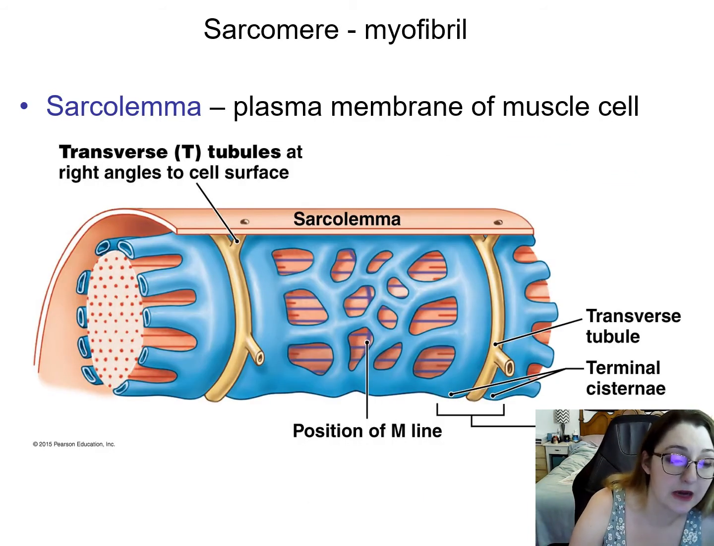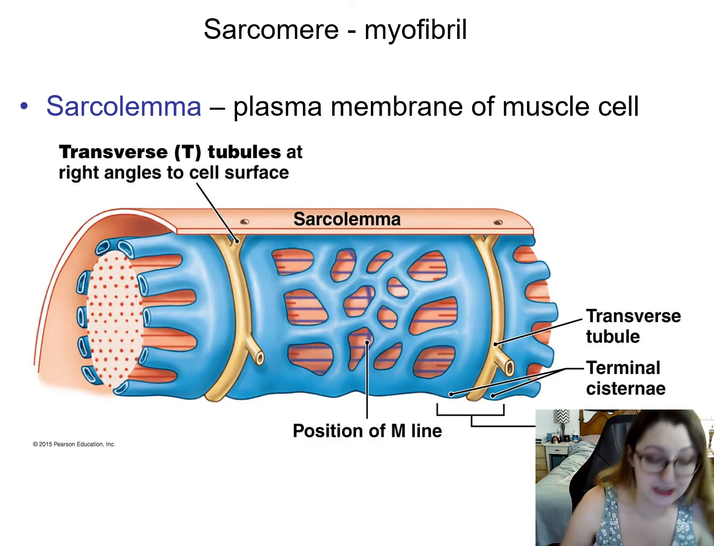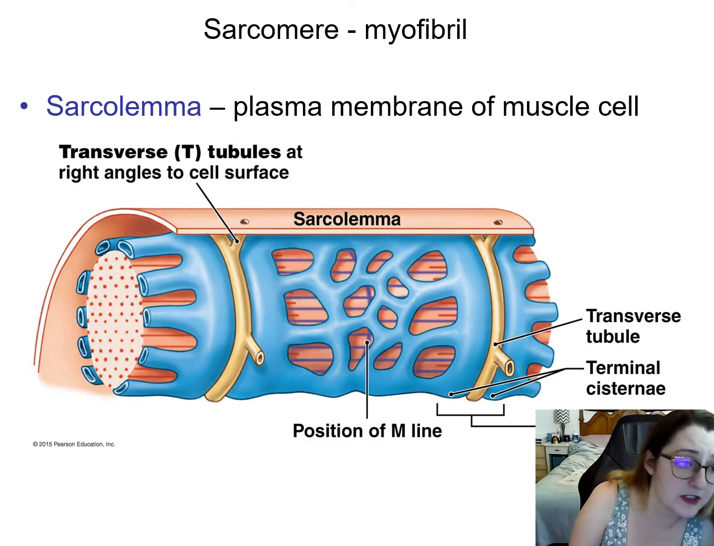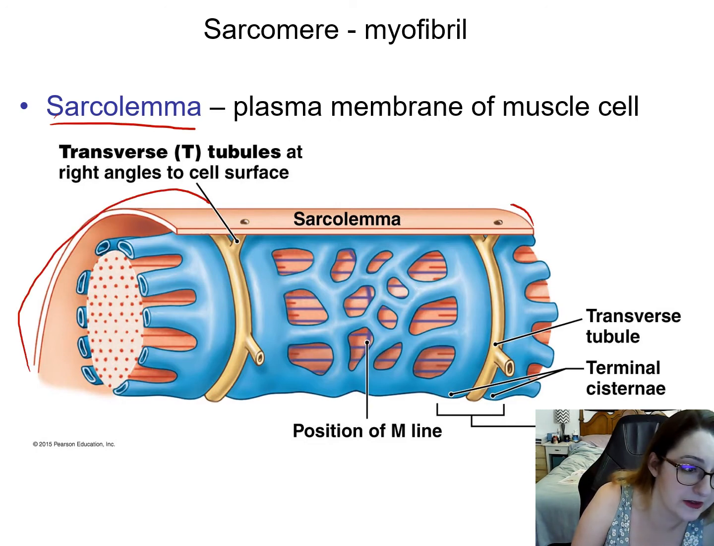So let's talk about sort of the various anatomy that goes with a sarcomere. First and foremost is our sarcolemma. This is going to be the plasma membrane of a muscle cell, so that's going to be this kind of blanketing structure coming up and around here. That is the sarcolemma.